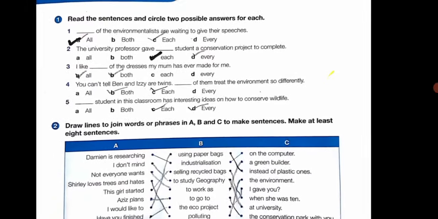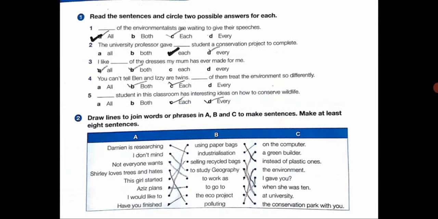Alright students, so now we are going to start the next exercise, that is: draw lines to join words or phrases in A, B and C to make sentences. Make at least 8 sentences. So what is the method? Actually, we will join A and B first, and then we will join B and C to make a complete sentence. The first one is already solved, and I will start from the second one.